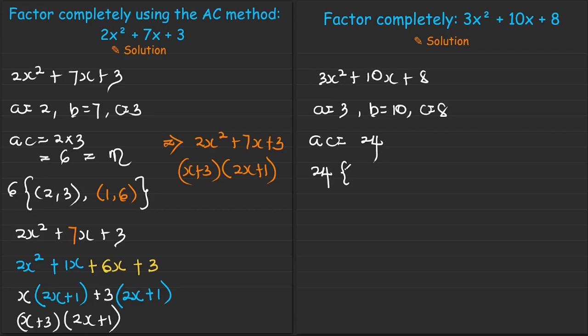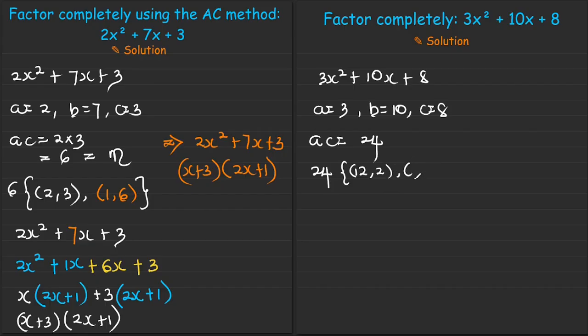You have 12 times 2. So 12 times 2 gives us 24, doesn't it? But if we add 12 to 2, do we get 10? No. 12 plus 2 gives us 14. So we can't use 12 and 2. Let's think of other factor pairs.